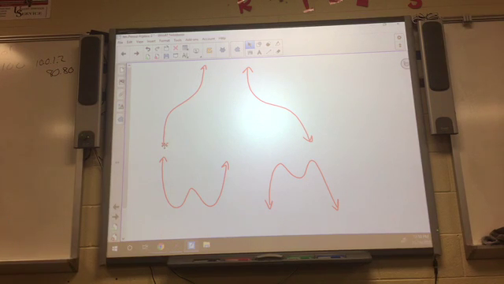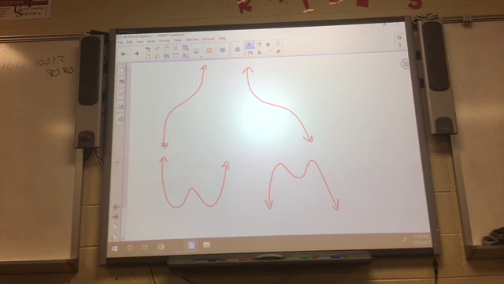So some of the characteristics of a cubic, you notice that if one side's going up, the other side is going down. And on the quartic, what? Both sides are going up or both are going down.